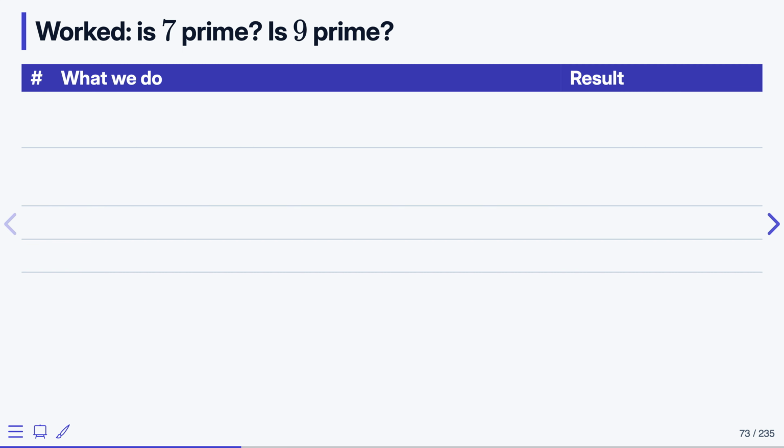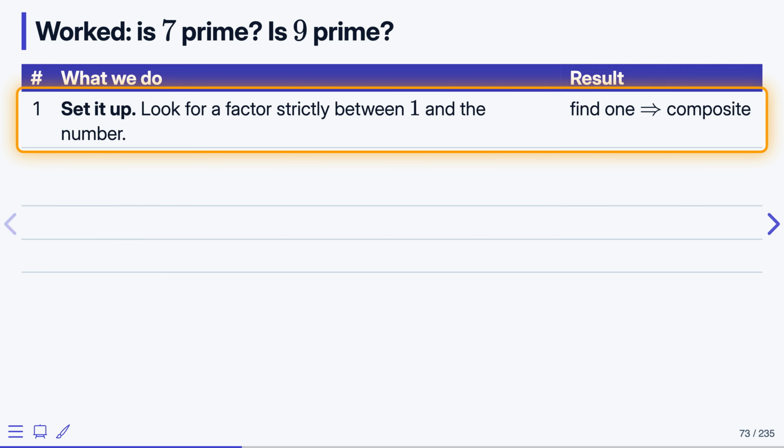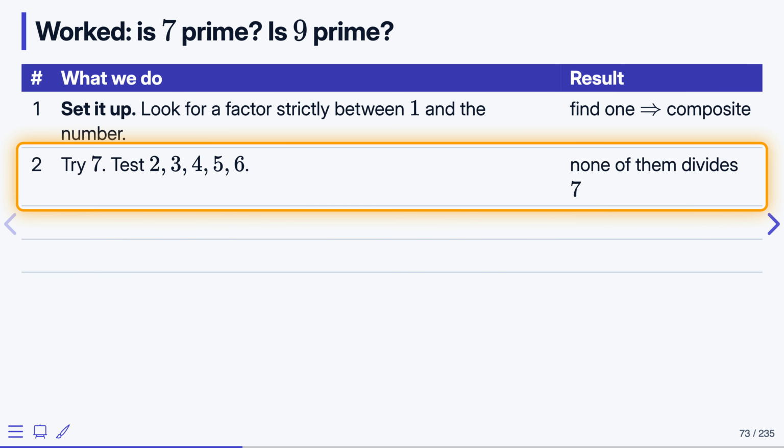Let's test 2 numbers step by step. Step 1, set it up. To decide, we hunt for a factor strictly between 1 and the number itself. If we find one, the number is composite. Step 2, try 7. Test 2, 3, 4, 5, and 6. None of them divides 7 evenly.